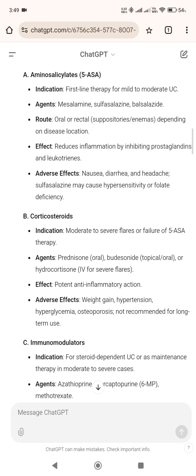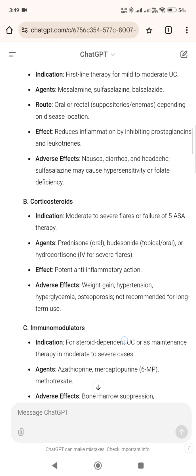Adverse effects: nausea, diarrhea, and headache. Sulfasalazine may cause hypersensitivity or folate deficiency. B. Corticosteroids. Indication: moderate to severe flares or failure of 5-ASA therapy. Agents: prednisone oral, budesonide topical oral, or hydrocortisone IV for severe flares. Effect: potent anti-inflammatory action. Adverse effects: weight gain, hypertension, hyperglycemia, osteoporosis. Not recommended for long-term use.